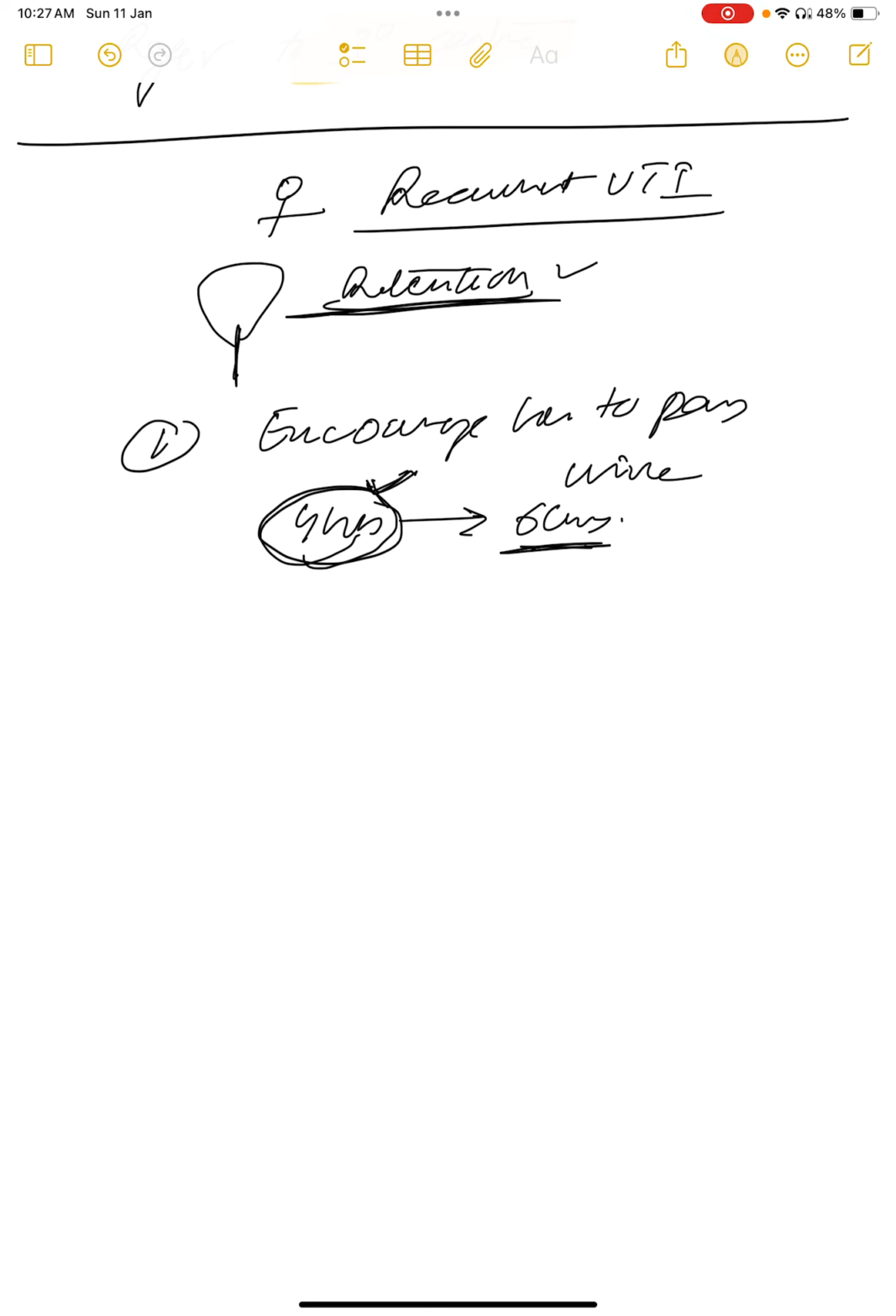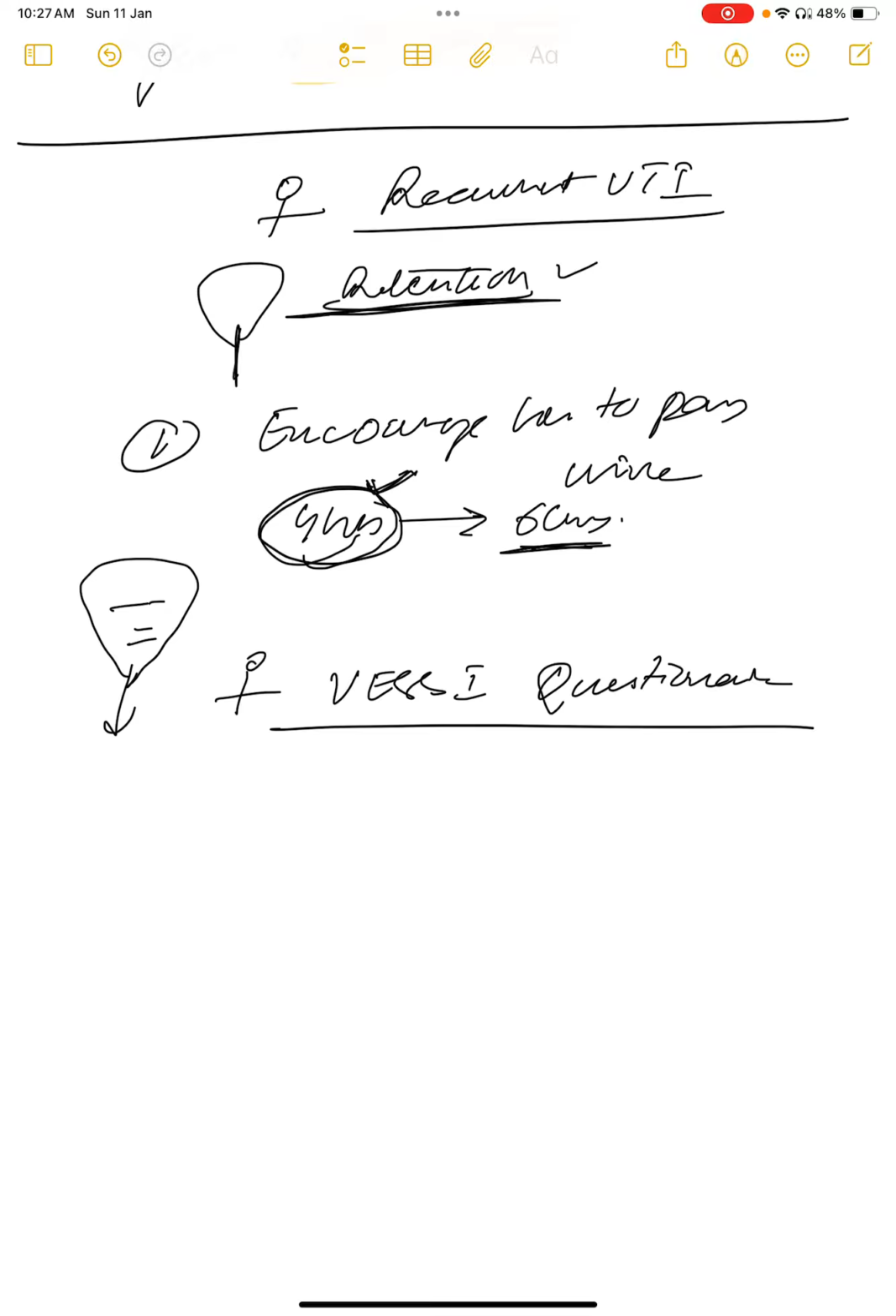Then if she's passing urine, you will go for the VESI questionnaire. You will do it for that female. You'll ask a list of questions, and she'll tell all the answers. Finally, this questionnaire says whether there is retention or not. This questionnaire is mainly for whether retention is there or not.